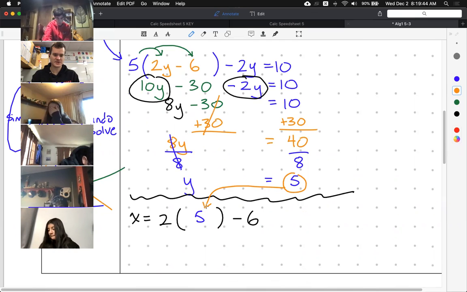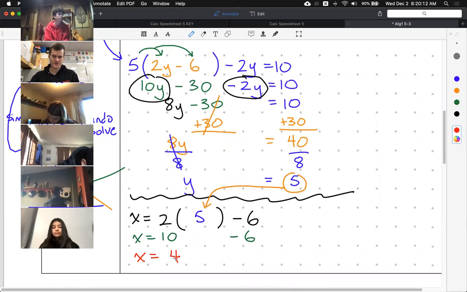All right, I need another volunteer. Can someone simplify? I see one hand, two hands. Yeah, Zeke. So you would, like, parentheses first, 2, split it into there. You'd have x equals 10 minus 6, which you can simplify, subtract 10 by 6, or 10 minus 6, and you'll have x equals 4. 4. There it is. Thank you.